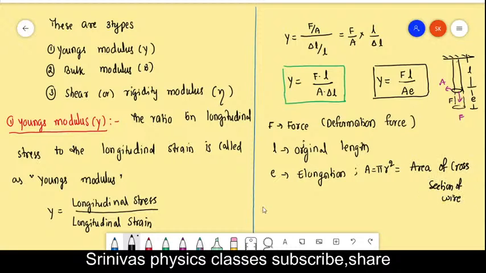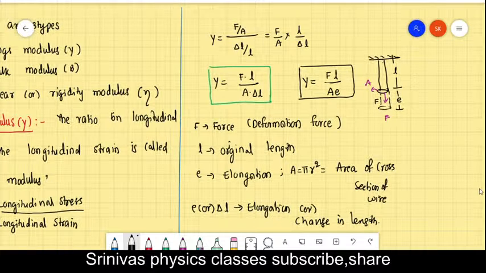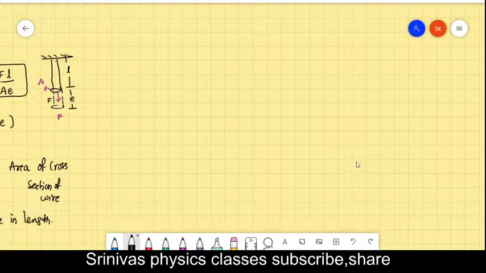What is E or delta L? Both are the same actually. Remember it. E or delta L is the elongation, or change in length. Okay, this is about Young's modulus, and what is the need to define Young's modulus? I'm going to explain some more information regarding it. Listen very carefully. If you have any query, write in the chat box.